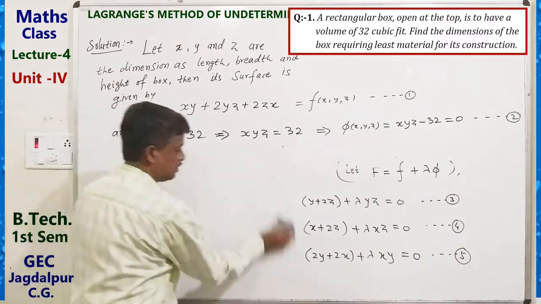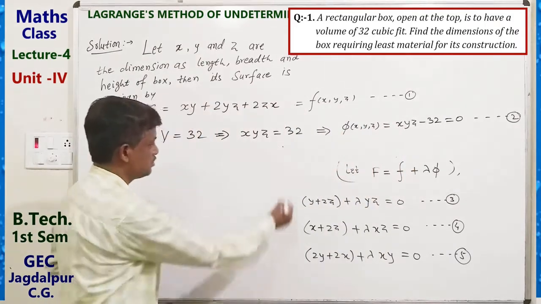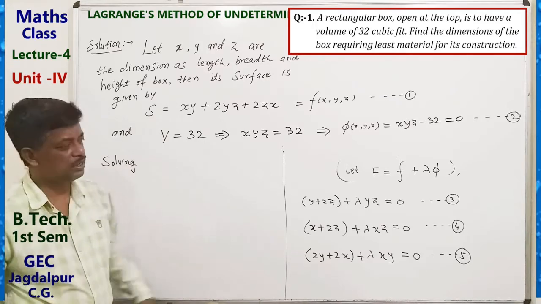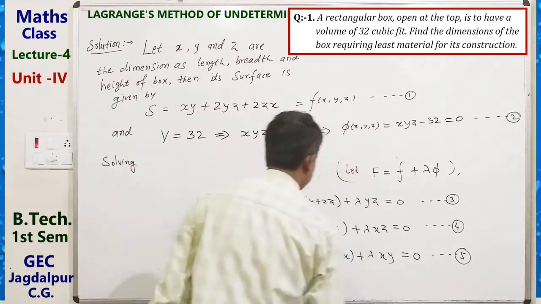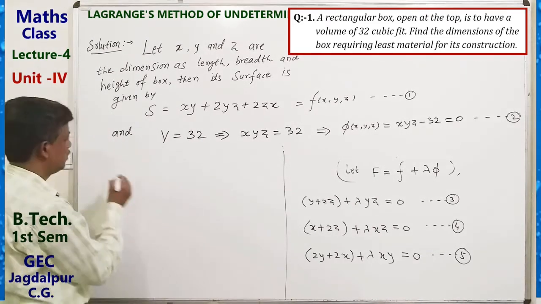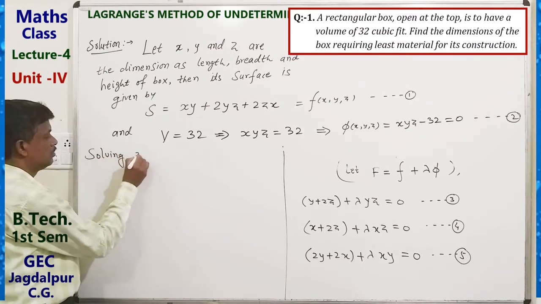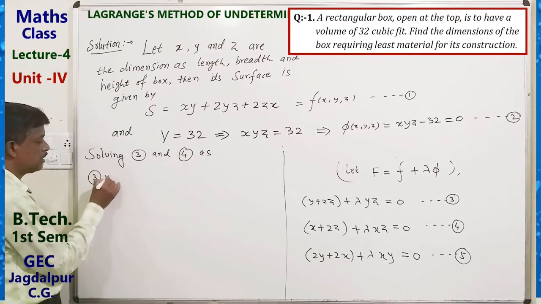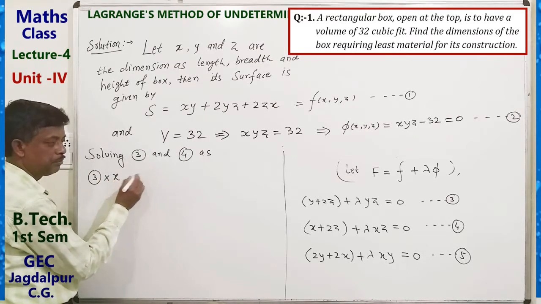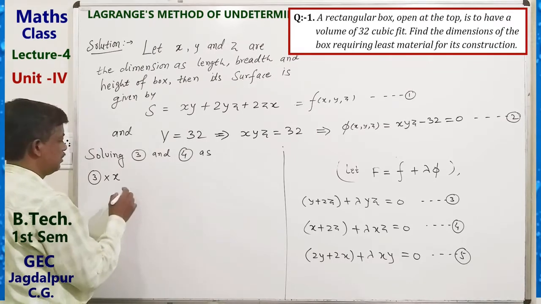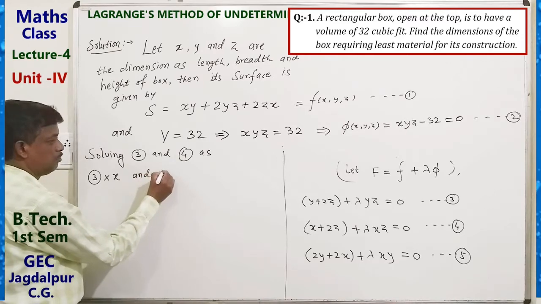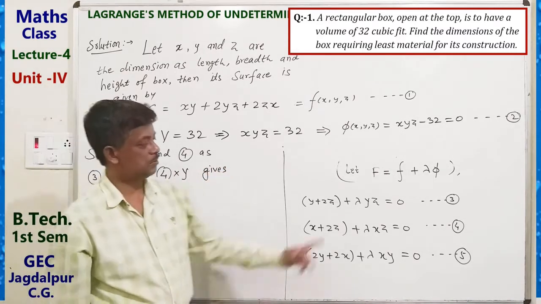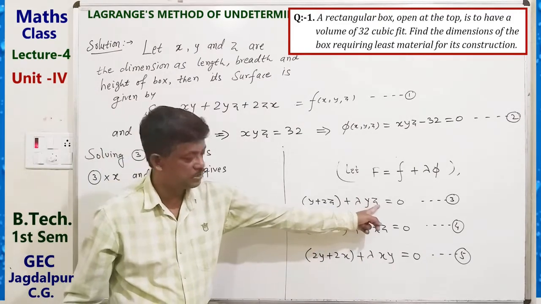Our main target is finding stationary points. So solving, or multiplying 3 and 4, you can write like this: solving 3 and 4, as 3 is multiplied by x and 4 is multiplied by y, which gives lambda xyz, lambda xyz.